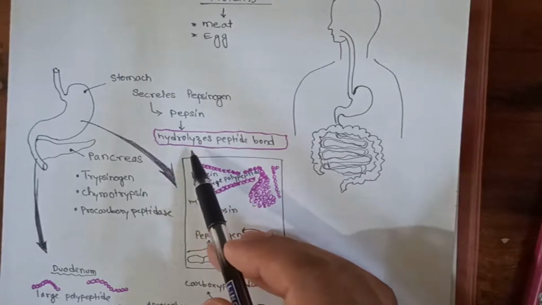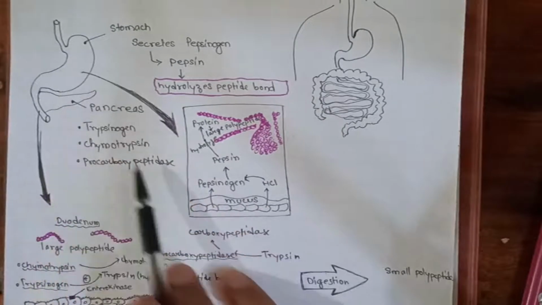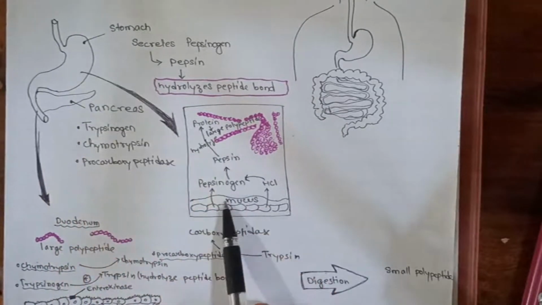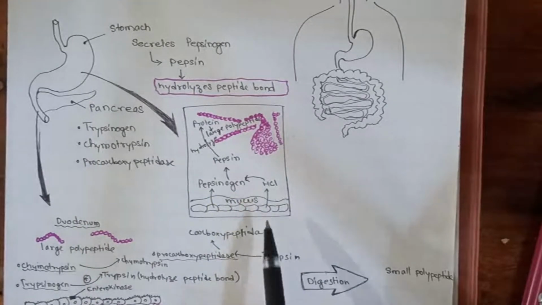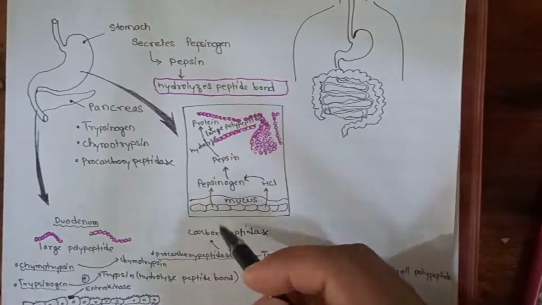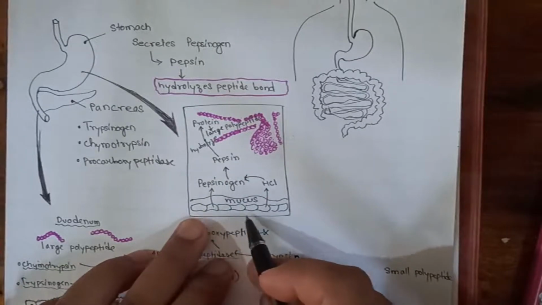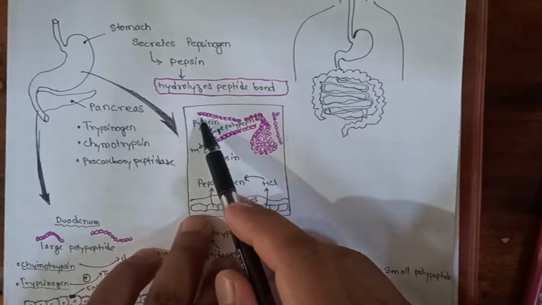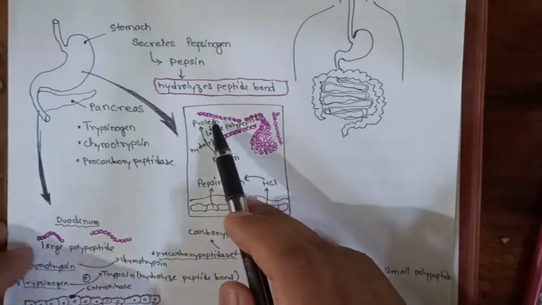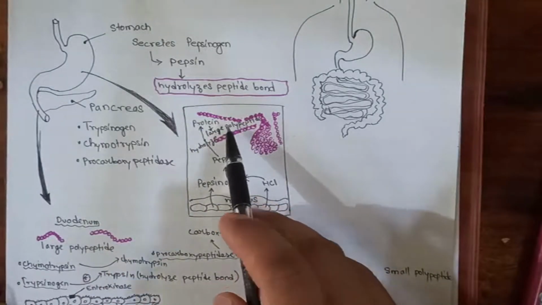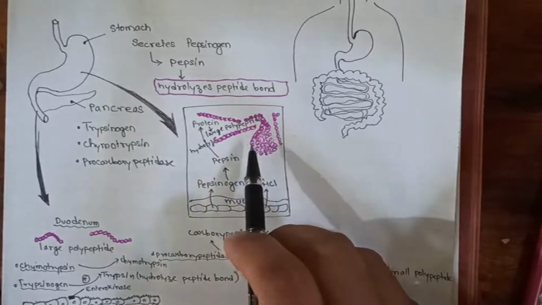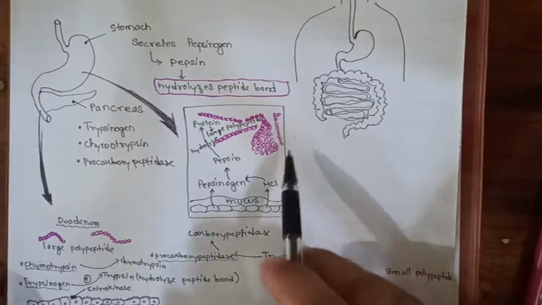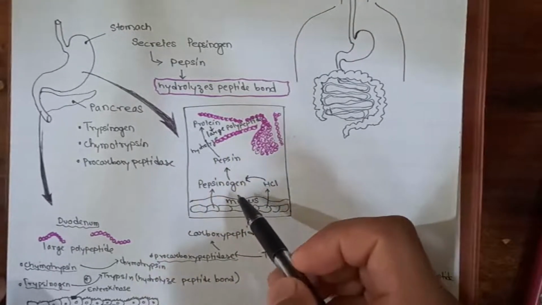So let's look at the stomach here. We have taken a small part of the stomach. So let's say that this is the stomach cells here, and this part is the lumen, and here are the large peptide bonds, large proteins. So these proteins are present in the lumen of the stomach.